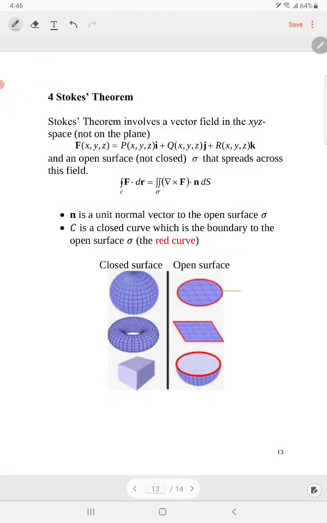Here we have three examples of open surfaces. If this is your open surface, then the red curve here would be the closed curve. Here we have a plane, and for this plane, the red curve, the four straight lines, would be the closed curve. And here we have an open paraboloid, so the red circle would be the closed curve of the open surface.